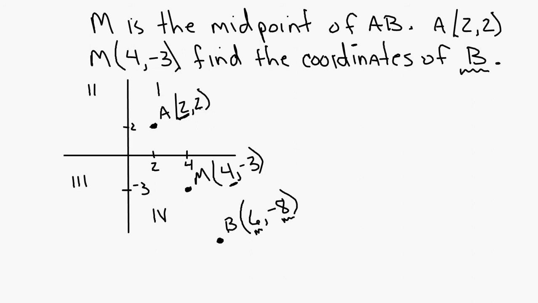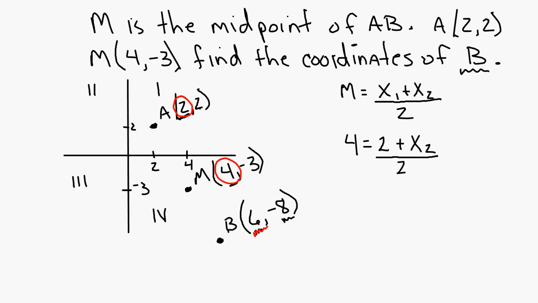The algebra way to do it is, look, the midpoint equals x1 plus x2 divided by 2, right? Now, in this problem, you were given x1. You were given the middle. What were you trying to find? You were trying to find x2. So if you substitute into the formula, m is 4 equals x1, which is 2, plus x2 divided by 2. Agreed?